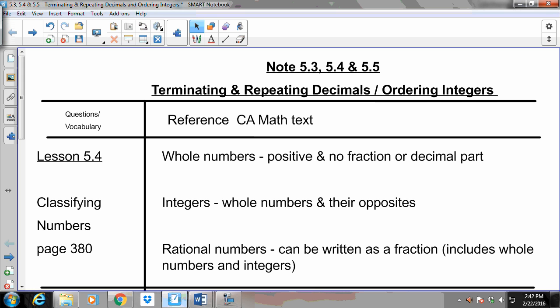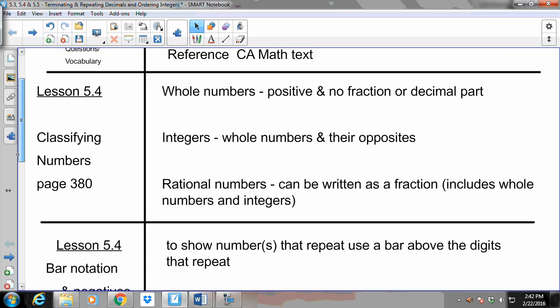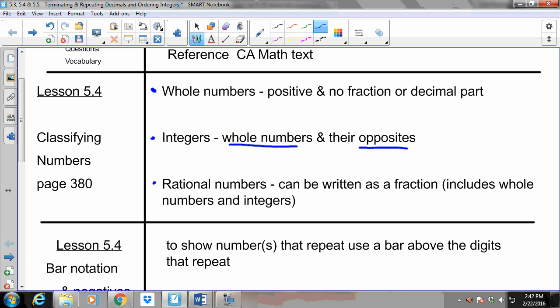So some big vocabulary words. We're going to try to simplify them for you. You need to know these, be familiar with these terms. A whole number is a positive number that has no fraction or decimal part. Integers are whole numbers and their opposites. We'll get to that in a second, but what they mean is whole numbers and the negative numbers. Rational numbers are numbers that can be written as a fraction.